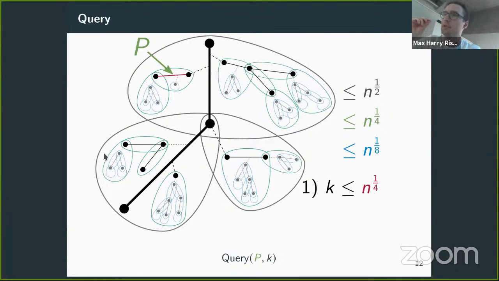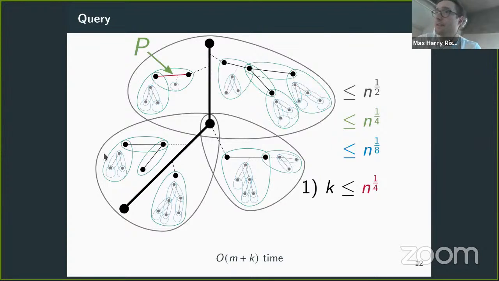If k is smaller than the current cluster size, then we have enough pairs stored in the line segment data structure for this spine. So we can simply query the line segment data structure for the spine, and that's going to give us our correct result in O of m plus k time.